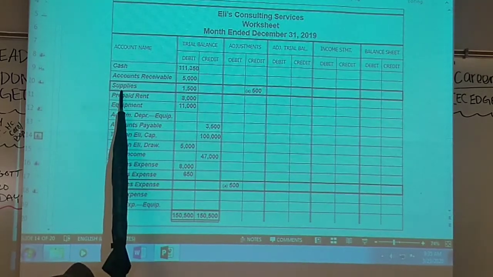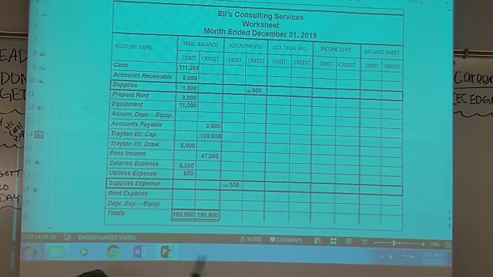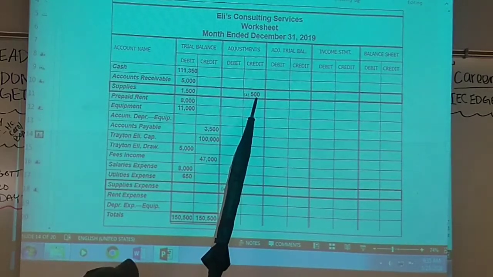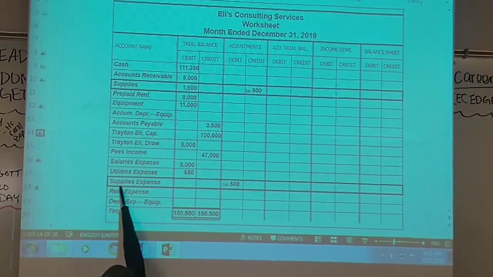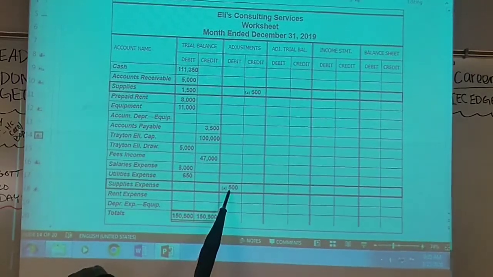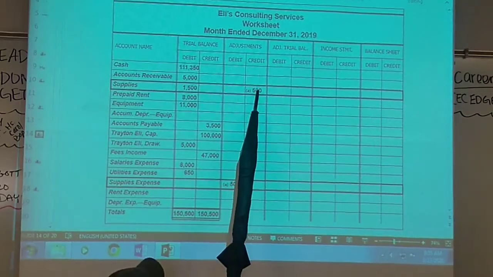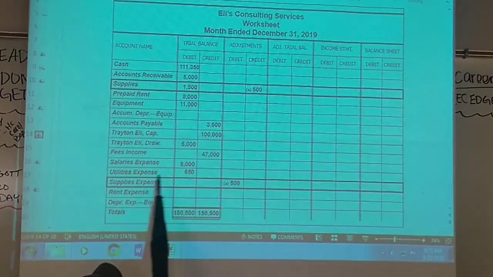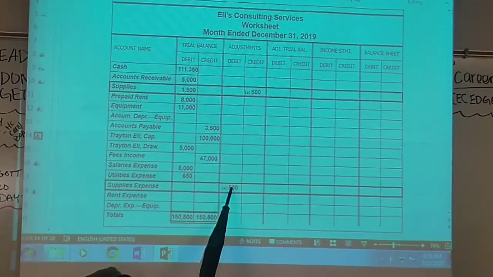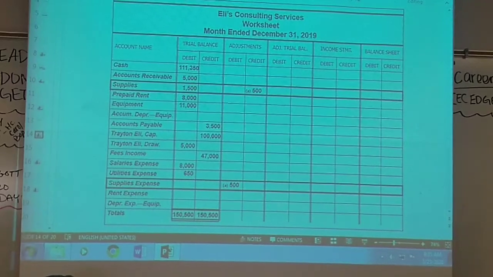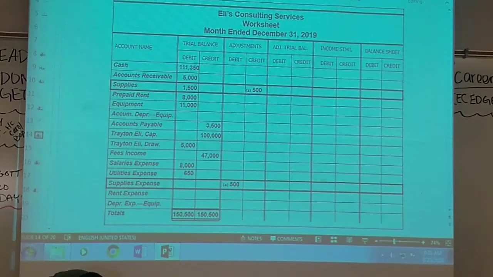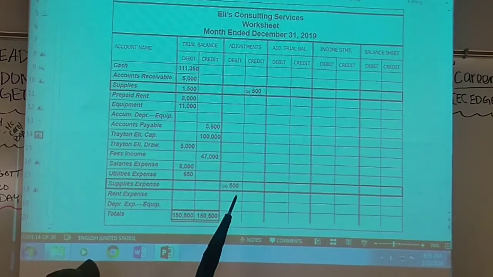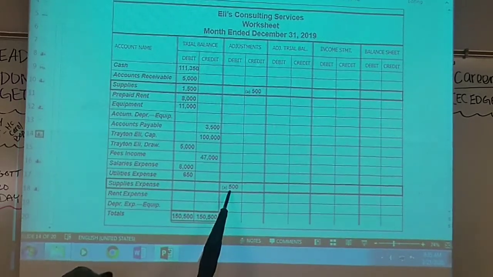So what do we need to do? Take the supplies. Remember, always 2 entries for every transaction. So what we're going to do is we're going to reduce the supplies by crediting it. And then we're going to increase our supplies expense by debiting it. So you see how we did that? Under adjustments here, we credited the supplies. And then we debited the supply expenses. So that indicates that we used $500 worth of supplies. We're reducing our assets, which is supplies, by crediting it, and increasing our expenses by debiting it.